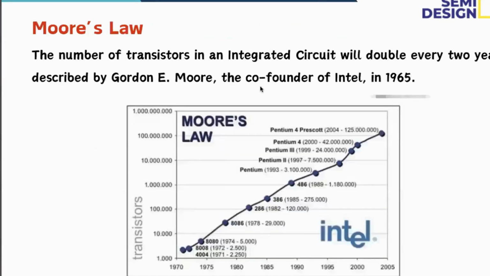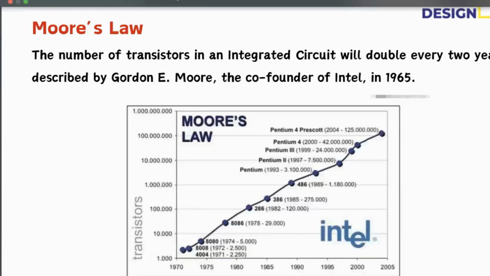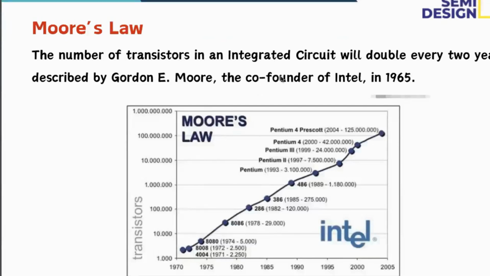So this is Moore's law. Moore's law is nothing but the number of transistors in an integrated circuit will double every 2 years, and the size of the transistor will be halved every 2 years. So you can understand how bulky the chips were before in size, and how much smaller they are currently. That is the difference, and also in speed and power consumption.